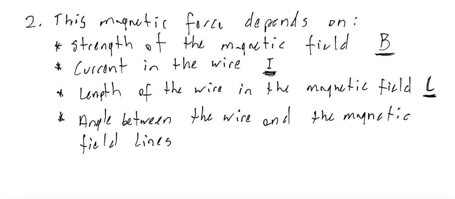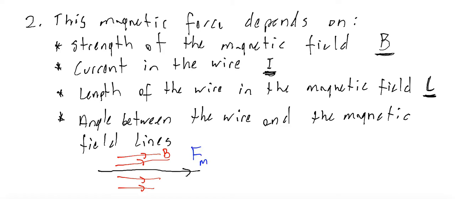Okay, and I'm going to explain only the last factor here, because the rest will be on the next slide. So let's look. If you have a wire with current placed along field lines, then there is no magnetic force. Magnetic force is equal to 0. It's very, very important.